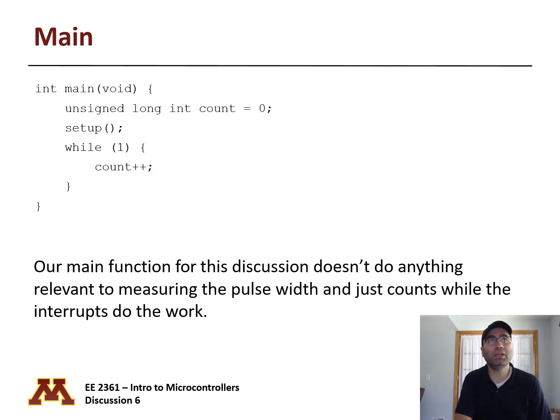Okay, so in main, we don't do much. It's not doing anything relevant to measuring the pulse width, and just counts while the interrupts do the work. We will do the work inside ISRs, in interrupt functions. So main can just be left empty, but just to see if it is doing something, we put count plus plus. We will do the measurements inside the interrupt functions, the ISRs, sorry.